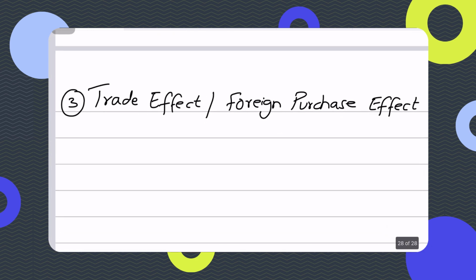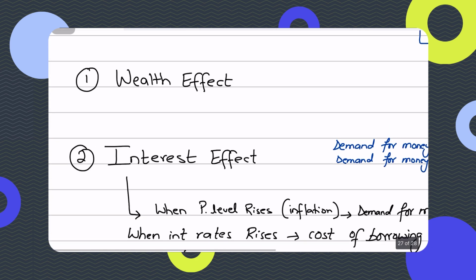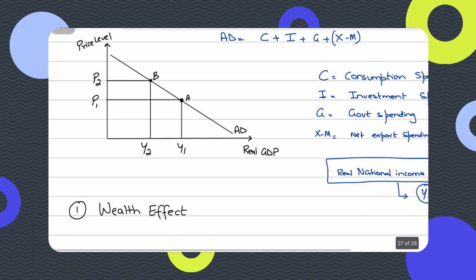So guys, what we're saying is that when the price level goes up, from P1 to P2 due to inflation, what happens is that our domestic goods in the economy... you need to understand that we are not the only buyers of our goods in our economy. There are foreign buyers as well.